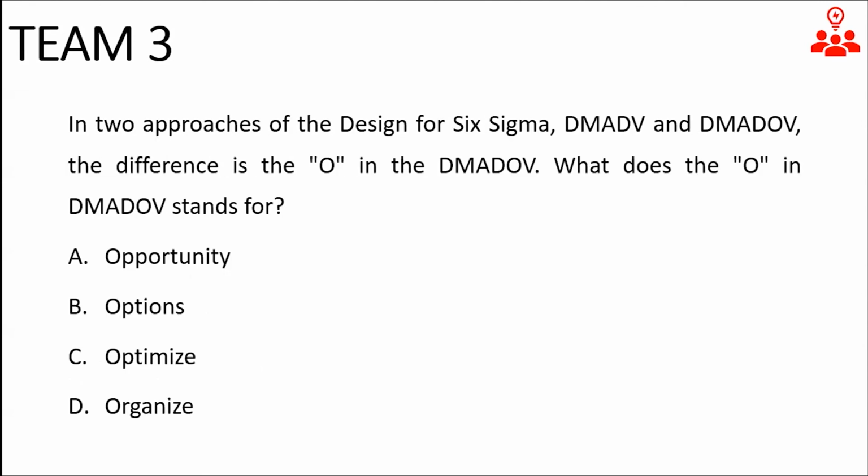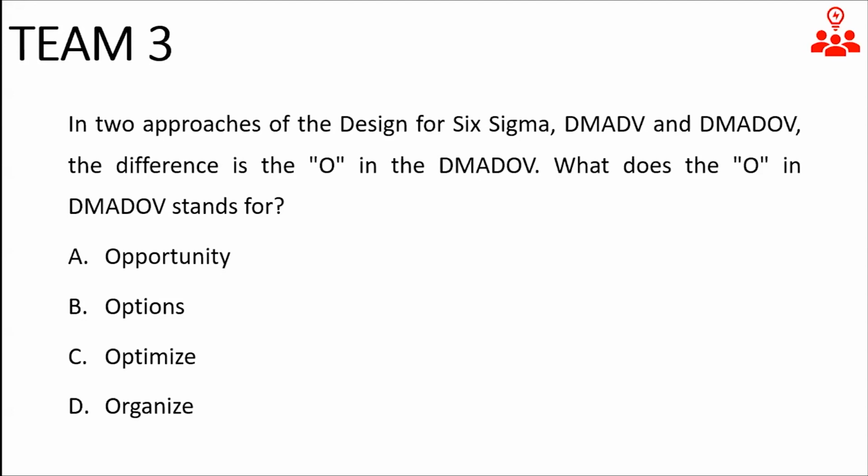In the two approaches of the design for Six Sigma, DMADV and DMADOV, the difference is the O in the DMADOV. What does this O in the DMADOV stand for? Optimize. Excellent. You get 20 points for that.